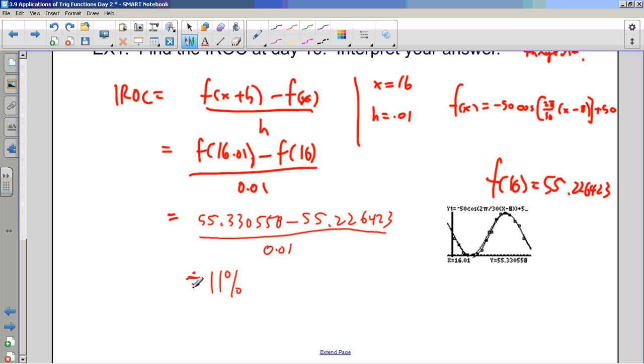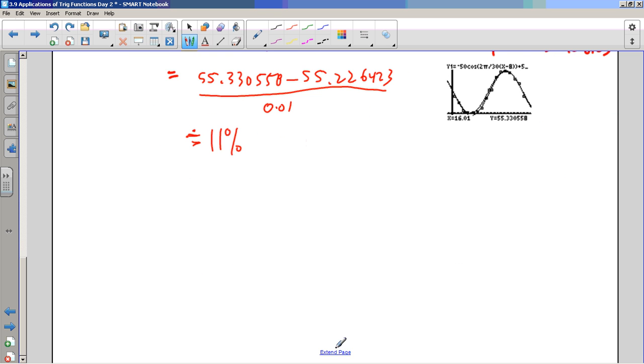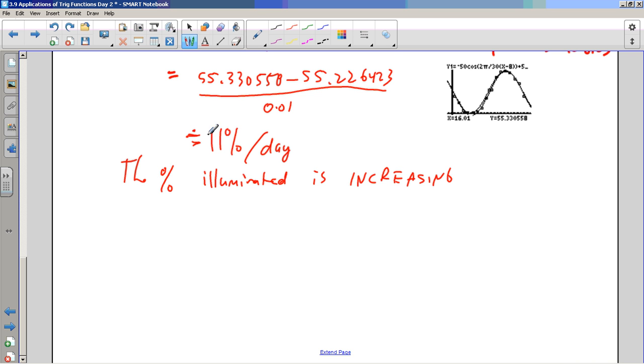Around 11%. 0.11. So what does that mean? It means the percent illuminated is increasing by 11% per day. Right? Change in y over the change in x is positive. How do I know it's increasing? Because this is positive, it's increasing by 11% per day. Nice, which is pretty impressive, by the way.